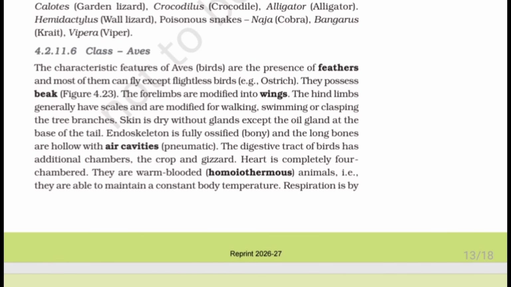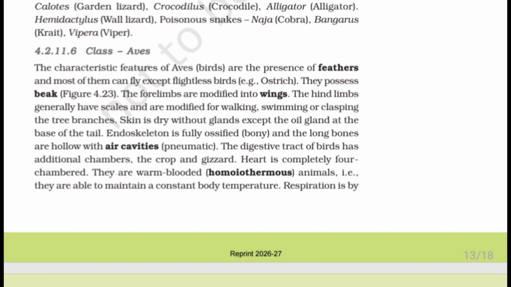Then class Aves. The characteristic feature of Aves, birds, is the presence of feathers, and most of them can fly except the flightless birds, for example ostrich. They possess a beak. As in figure 4.23, the forelimbs are modified into wings. The hind limbs generally have scales and are modified for walking, swimming, or clasping the tree branches. The skin is dry without glands except the oil gland at the base of the tail. The endoskeleton is fully ossified, bony, and the long bones are hollow with air cavities, pneumatic.